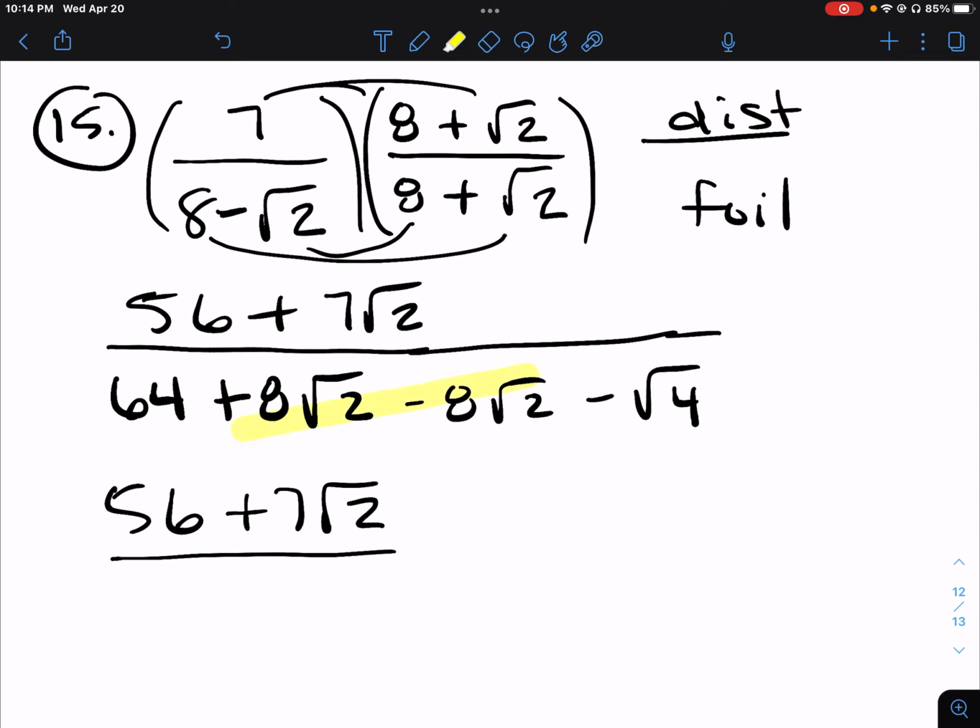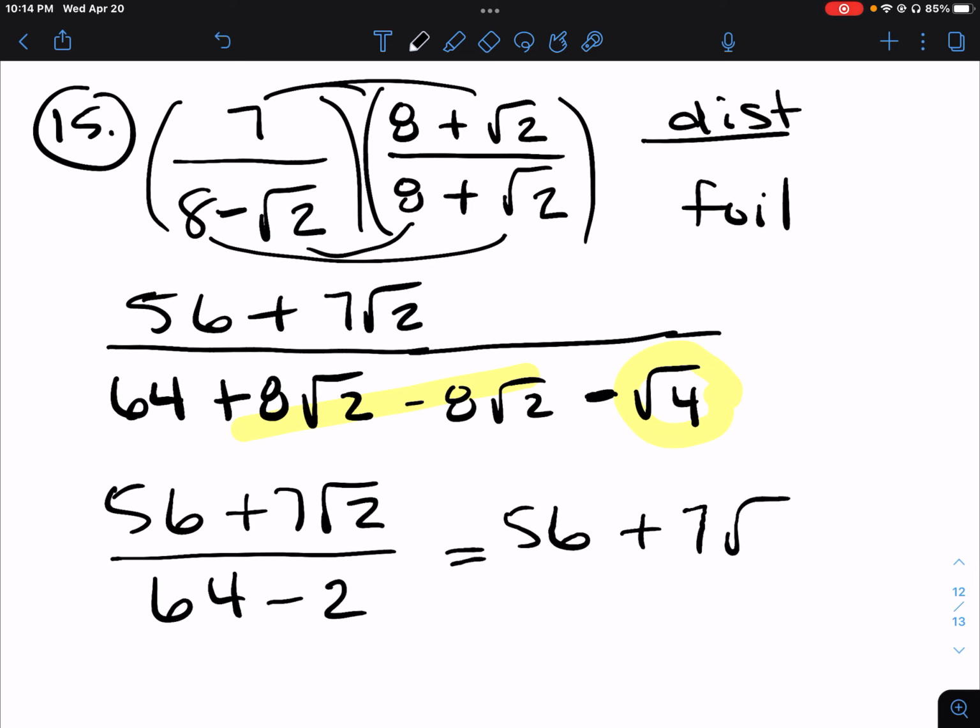Okay. These cancel. We can take the square root of 4. Okay, the square root of 4 is 2, but it's got that subtraction. Don't add the tops, they're not like terms. 64 minus 2 is 62.